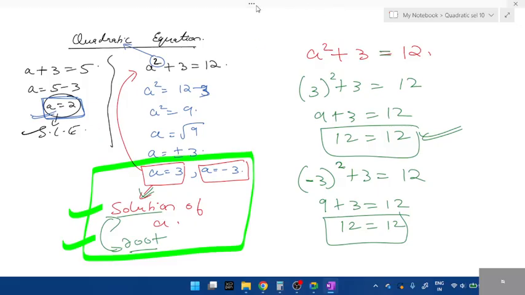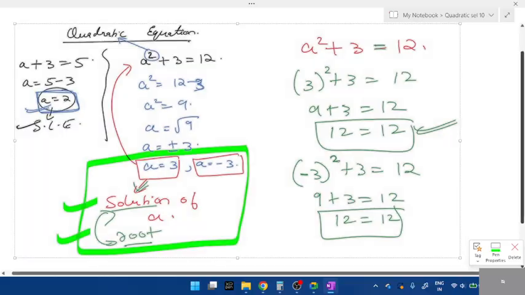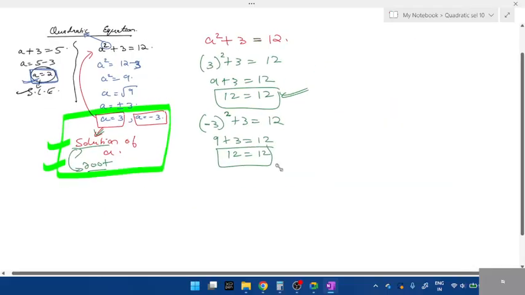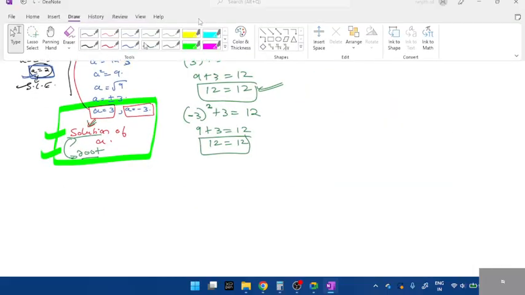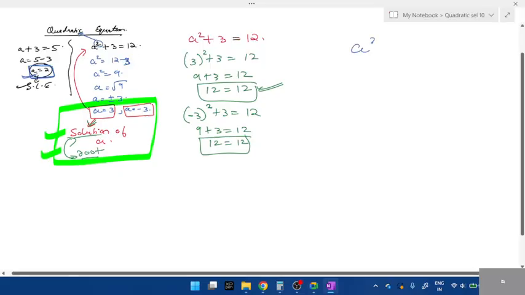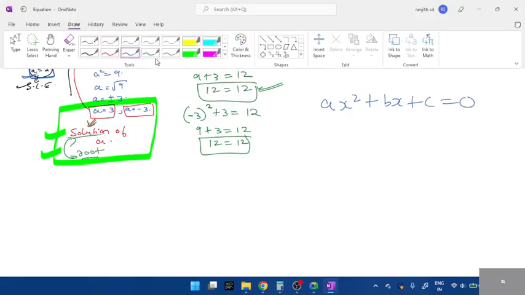Is this clear? Understood? Okay, now the general equation. I gave an example, a square plus 3 is equal to 12. The general quadratic equation, students, the general formula, is ax square plus bx plus c is equal to 0. This is the general equation.